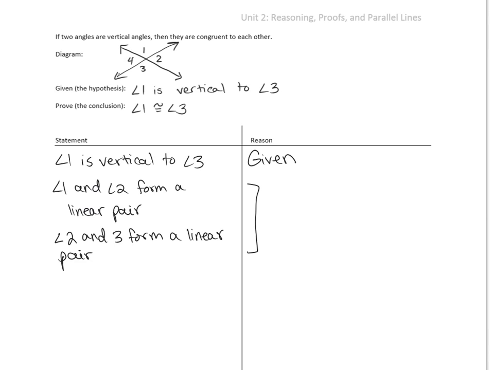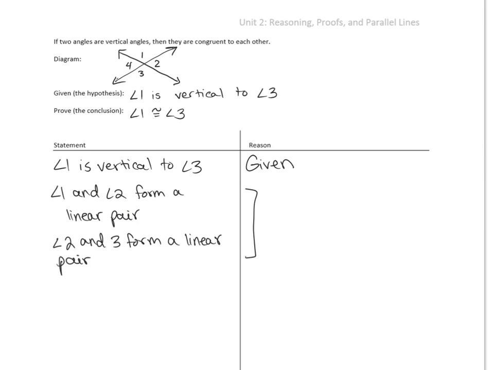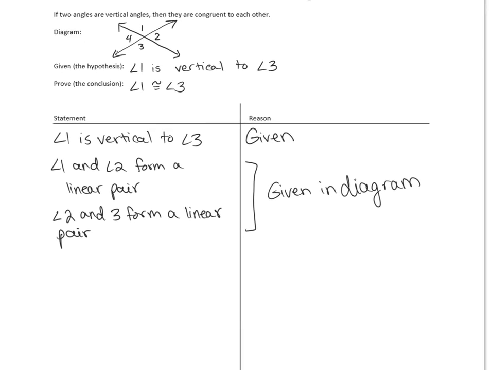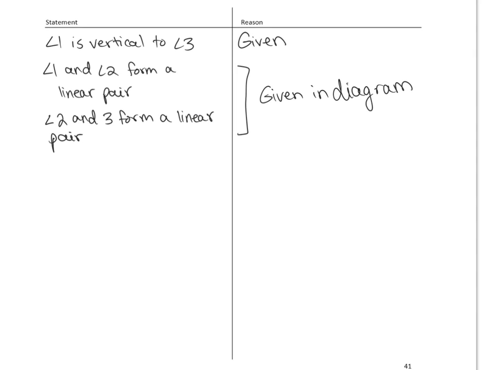So what allows me to say this is that this was given, given in my diagram. Because I can pull that those are linear pairs right off my diagram. And we know that if two things are a linear pair, then we know that they add up to that they are supplementary. So I would say angle 1 is supplementary to angle 2, and angle 2 is supplementary to angle 3. And this is my definition of a linear pair.